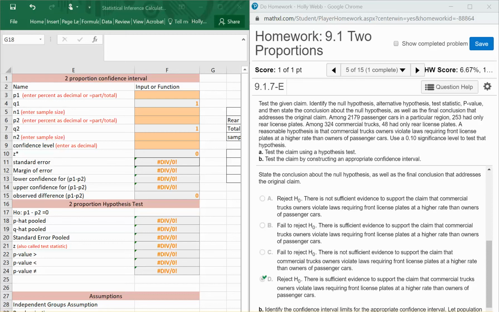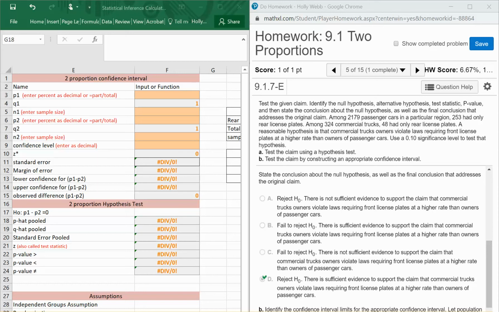Okay, here's an example from homework 9.1 about two proportion confidence intervals and tests for two population proportions. This is similar to an example we did in class. It says test the given claim, identify the null hypothesis, the alternative hypothesis, test statistic, p-value, and state a conclusion, as well as the final conclusion that addresses the original claim.